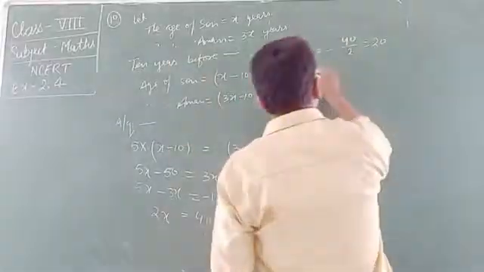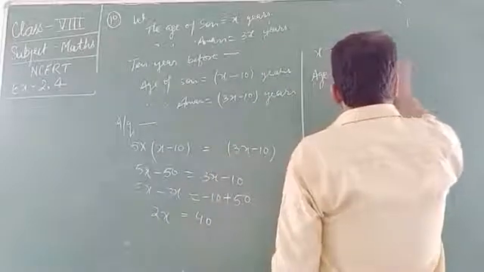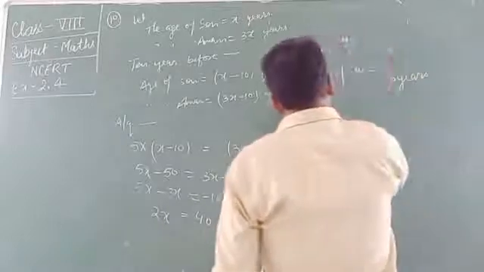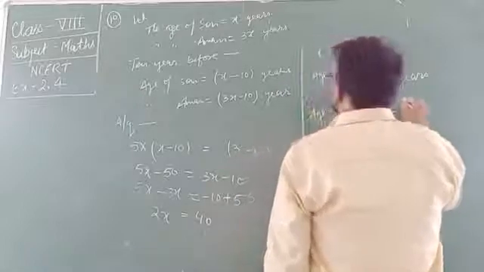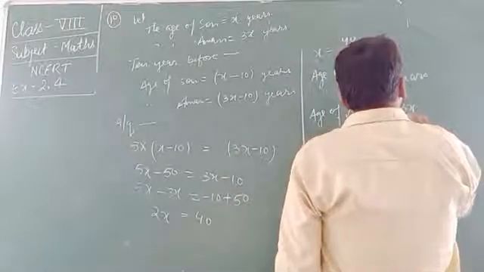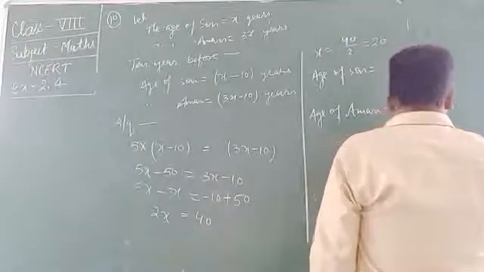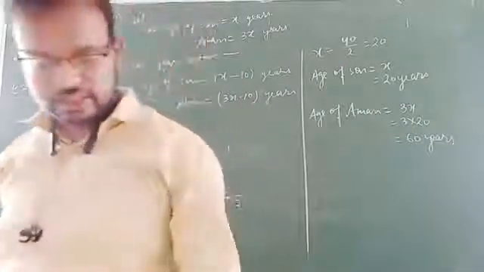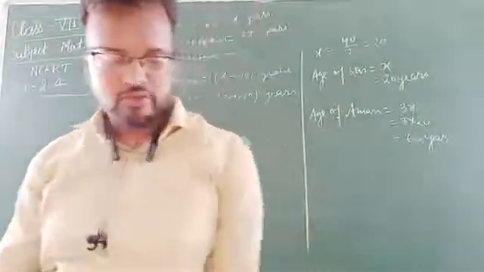Now the answer. Age of son equals x, that is 20 years. Age of Aman equals 3x, that is 3 into 20, 60 years. This is the answer of question number 10, and with this, exercise 2.4 has been finished.